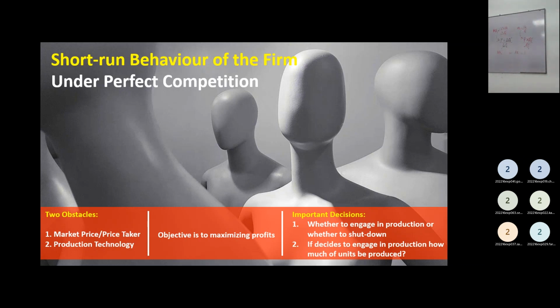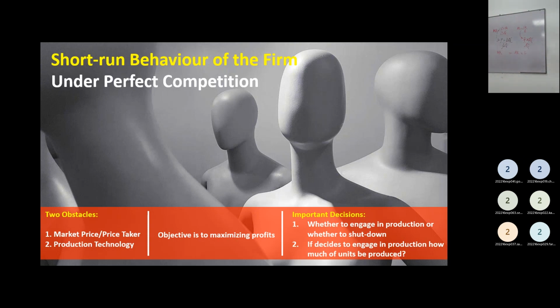When it comes to the short-run behavior of this type of market structure, they are facing two issues in the short run. What is the first one? Price. They have to sell their entire product for the given price. And the other one is production technology. Sometimes due to lower cash flows, they may not have enough technology for production. They may have some, but not a high level of technology. Even though they have these obstacles, they are trying to maximize their profits.